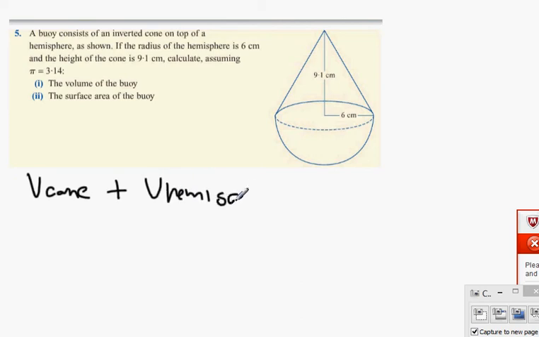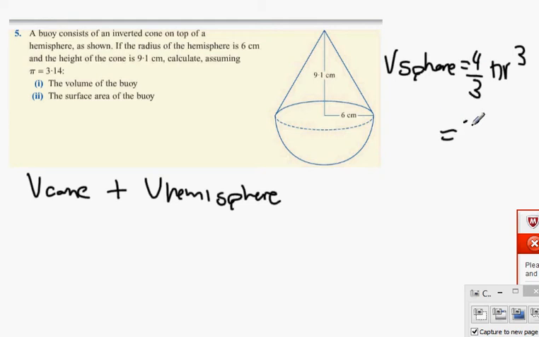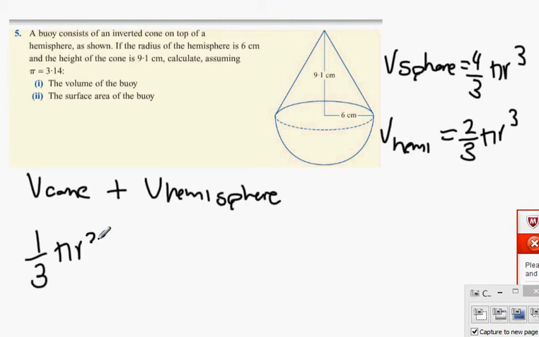Now when you go to your notes, you'll find there's no volume of a hemisphere, only the volume of a sphere. The volume of a sphere is 4/3 pi r cubed. How would you turn that into a hemisphere? Half it. When you half it, the 4/3 turns into 2/3. So that's the volume of a hemisphere. Next is the volume of a cone. We already know the volume of a cone is 1/3 pi r squared h. The volume of a hemisphere is 2/3 pi r cubed.